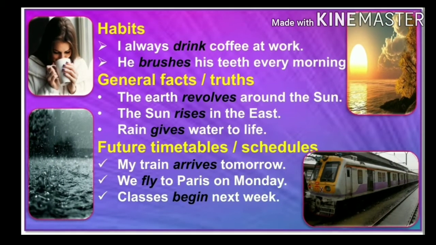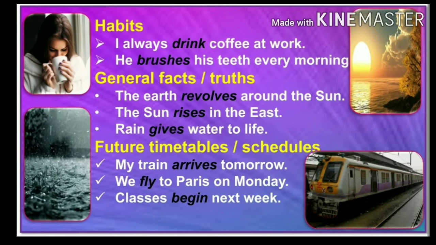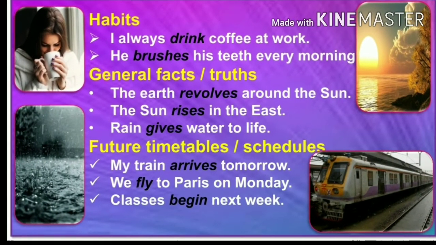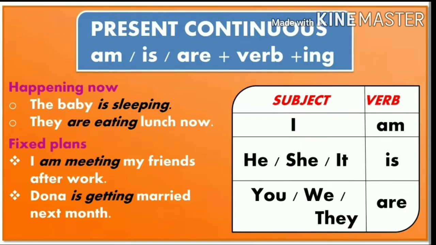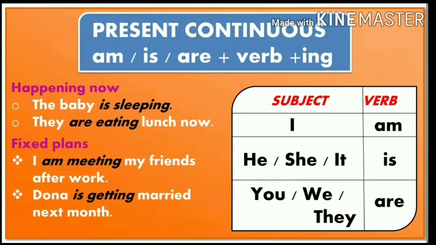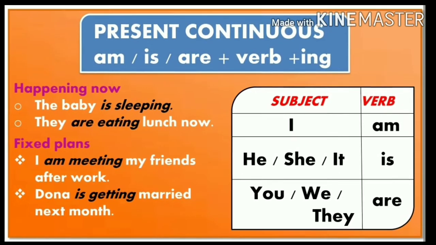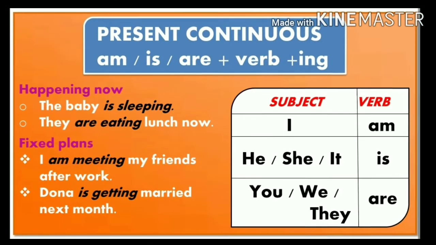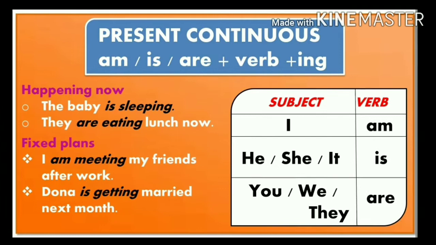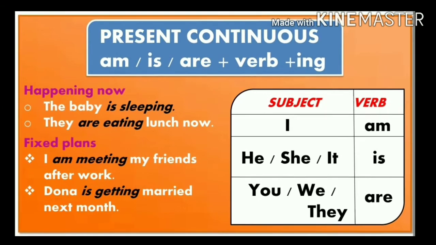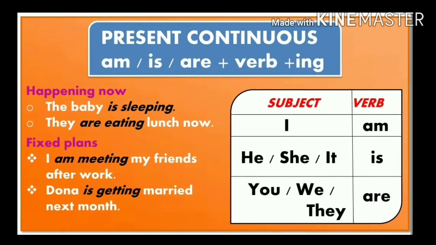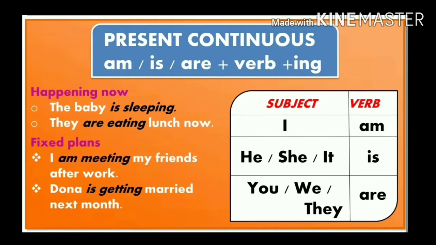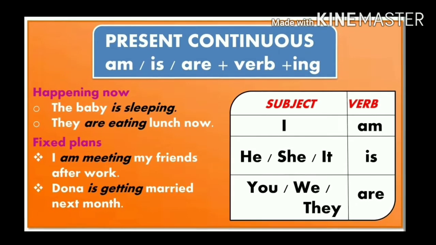verb plus es or s. For the plural person, we have to use the base form of verb. Okay? Now we see present continuous tense. Present continuous tense is something that is happening now or sooner rather than later. The present continuous tense is formed by using the helping verb am, is, or are plus verb plus ing.